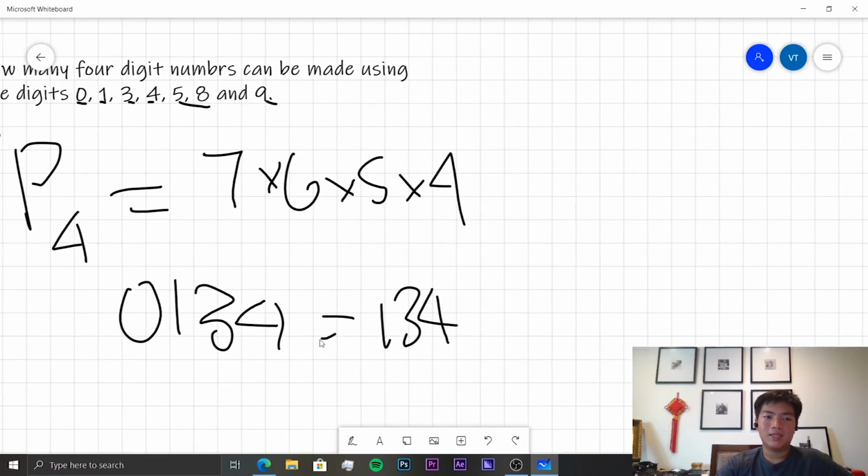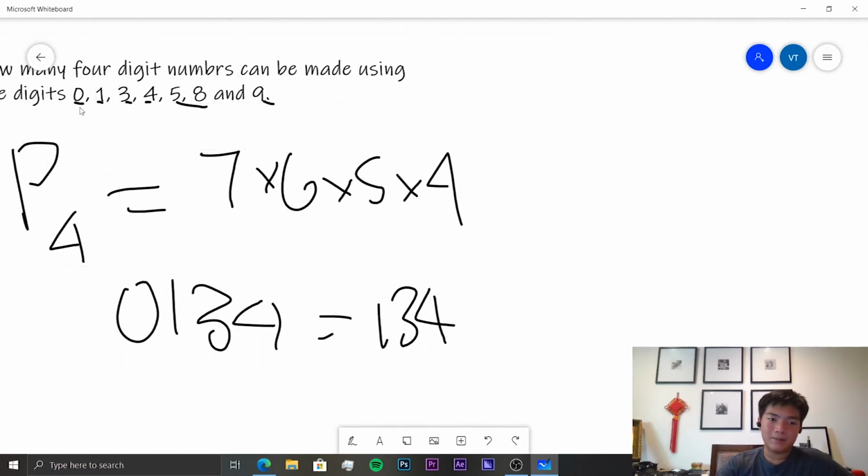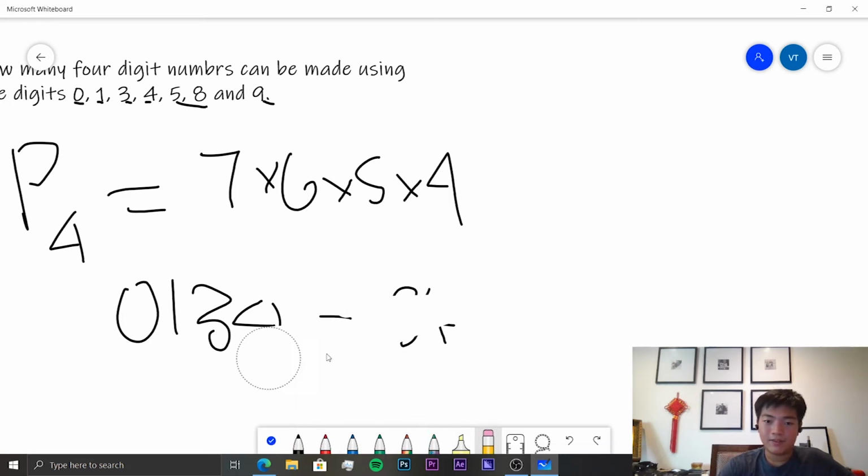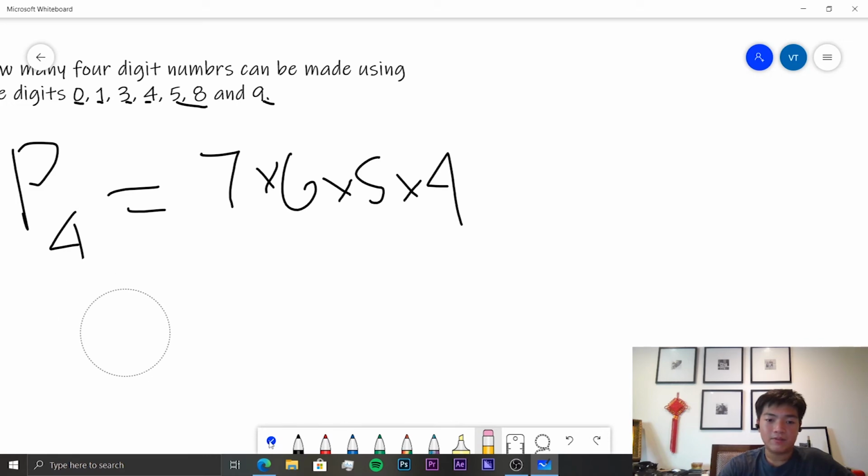So we need to find a way to eliminate all of the results that hand us a 0 at the start. And there's a pretty simple way to do that. We simply have to divide 7P4 by 7.